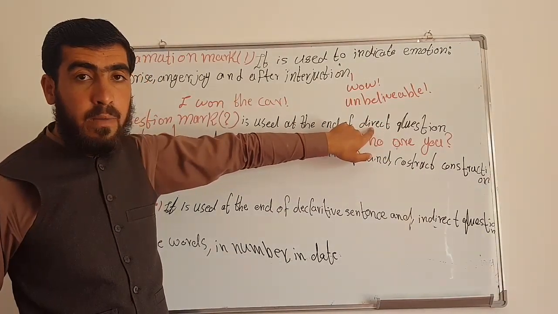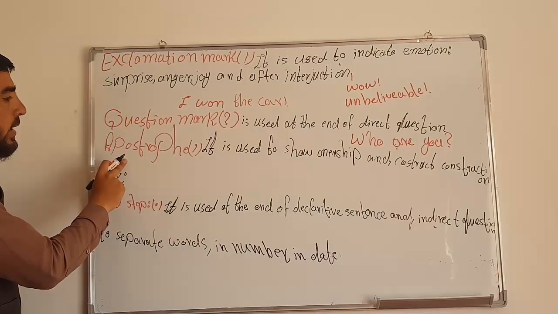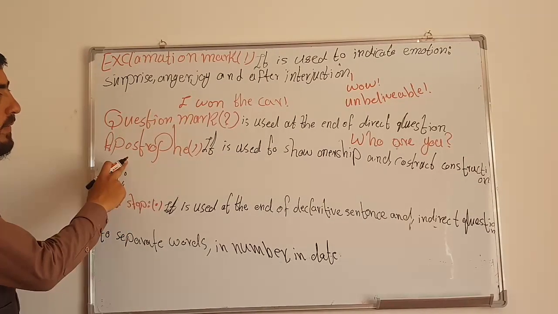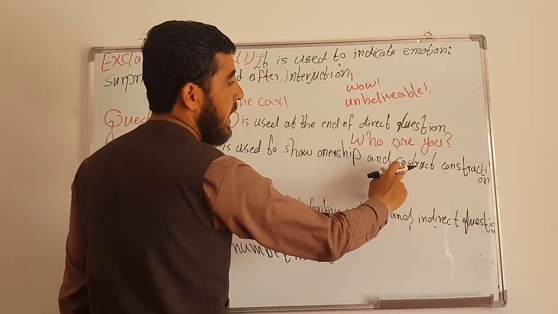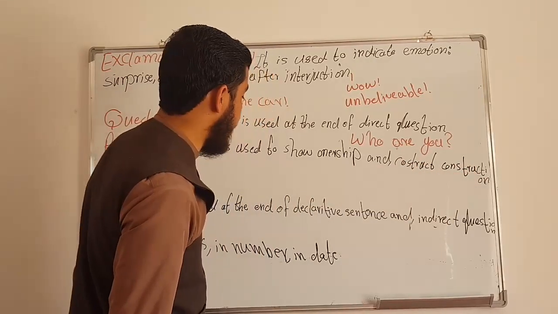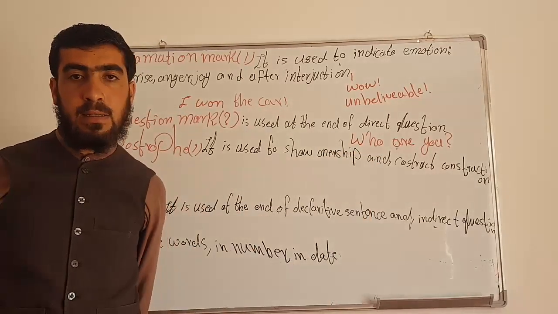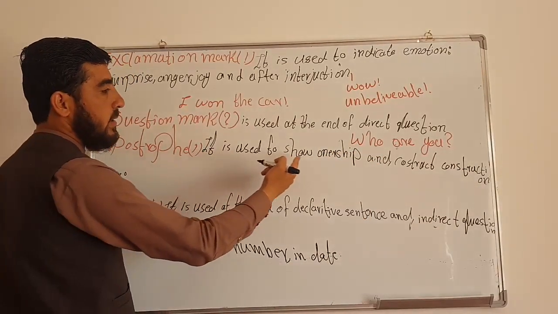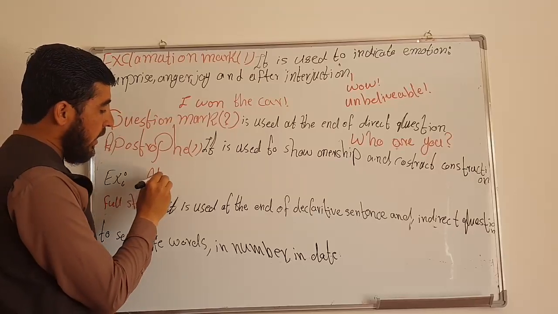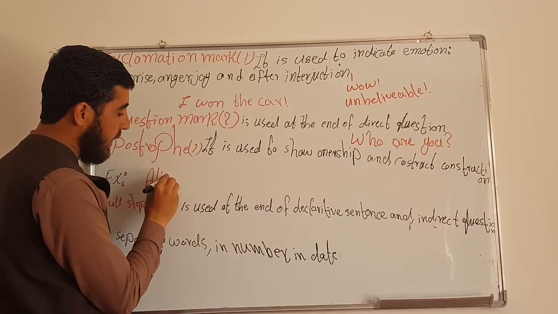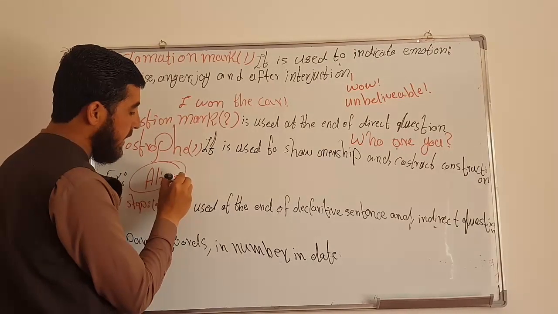So we should use it at the end of a direct question, right? And the other one is the apostrophe. It is used to show ownership and to construct contractions. For example, let me write an example about ownership. Like Ali. Ali is a noun, right? And then we add apostrophe and s, so it shows ownership. For example, Ali's car.